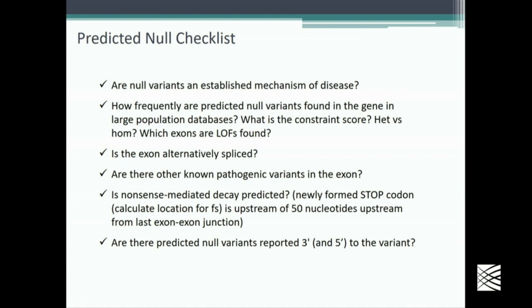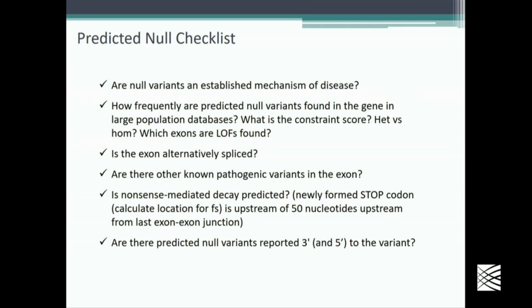Is nonsense-mediated decay predicted? While the vast majority, though not all, genes will undergo what's called nonsense-mediated decay, basically what that means is the stability of the transcript requires ribosomes to be across the entirety of it up to a point in time, and if they are devoid of ribosomes because of a nonsense or a frameshift variant that's upstream, it will rapidly degrade the transcript and you won't get any protein. So a lot of these upstream predicted null variants simply lead to loss of the transcript. And you can largely assume that if it is upstream of 50 nucleotides upstream from the last exon-intron or exon-exon junction. So what it means is you can't assume nonsense-mediated decay if it's in the last exon. If it's in the penultimate exon and it's upstream of the last 50 nucleotides, most transcripts will degrade. So that's sort of the boundary.